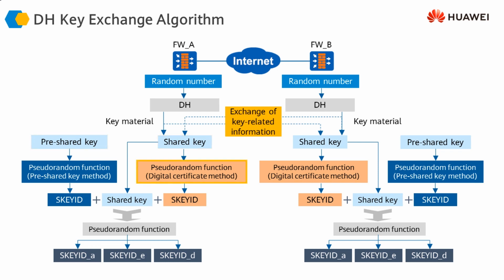In addition to this shared key, we are also going to have the pseudo-random function, or the nonce functionality. Either one of them is going to be used for generating a shared key, which when combined with the SKEYID, or shared key ID, is going to generate three keys: SKEYID_A, SKEYID_E, and SKEYID_D. SKEYID_A is generally used for authentication, E is used for encryption, and D is used for deriving the next keys.